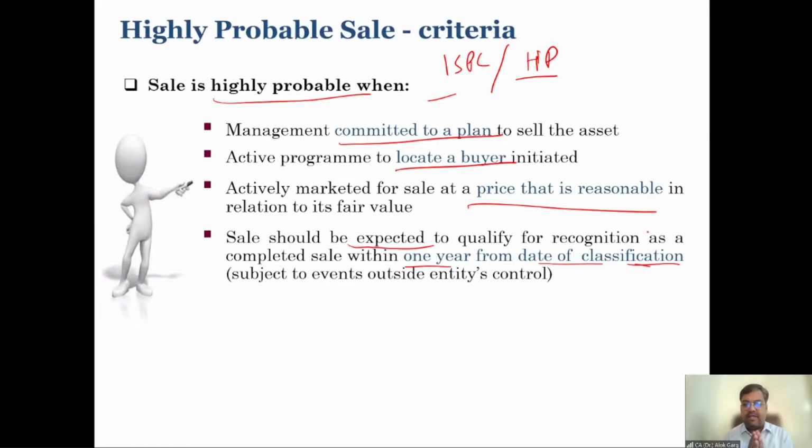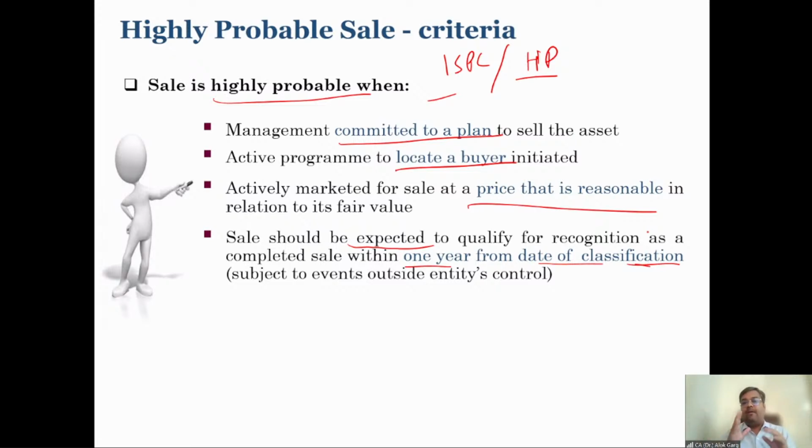From the date of classification means the date on which the asset has been classified as non-current asset held for sale. It is not always on the reporting date. It could be on a different date also. For example, today is 20th November, and today I have a building and I have decided to sell it right now. Right now means in the present condition, I want to sell it immediately. If somebody comes, I am okay to sell it.